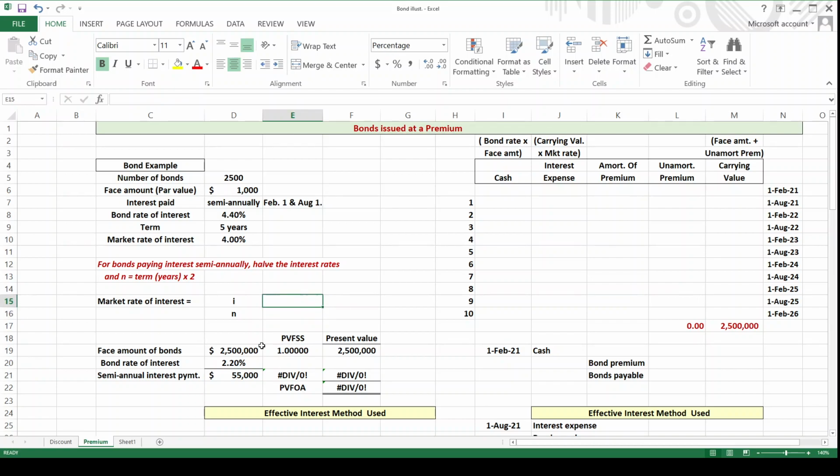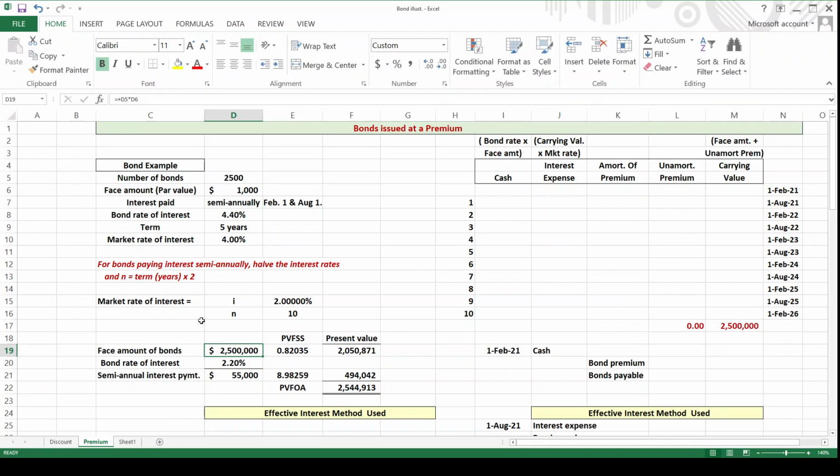All right. What about the present value factors? Well, these are formulas in here that are going to calculate that for us. We don't have to look at a chart. Well, what do we want? We want half the market rate, 2%. And again, it's a term of 5 years, so I'm going to go with 10 again. And hopefully, these are the right factors, and that is what the bonds sell for, which is $2,544,913, more than the face amount of the bonds.